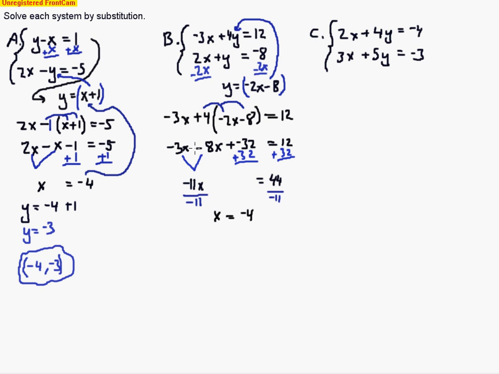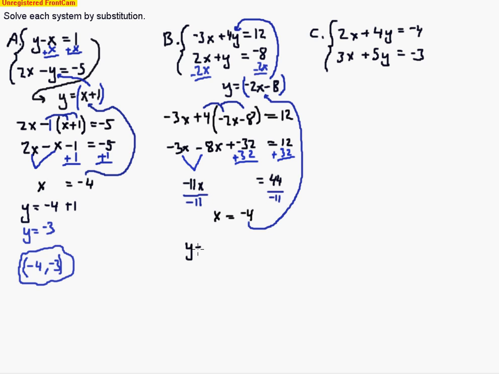Still need to find y. Now again, you could put the negative 4 in for any of these x's, but the one that's going to give you the answer the fastest is the one where y is by itself, where we modified the equation, and that's the one we're going to put it in for. So in for that x. We'll get the same answer again with either of those equations, but this one's the fastest one.